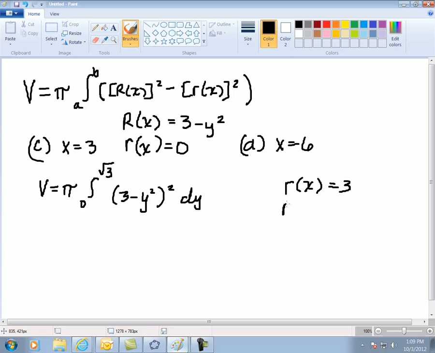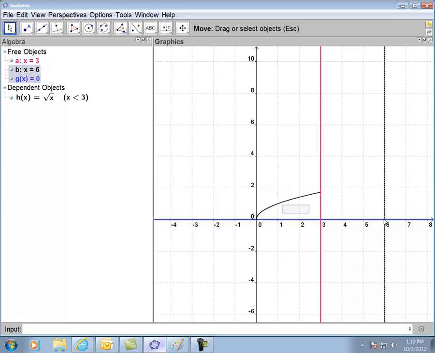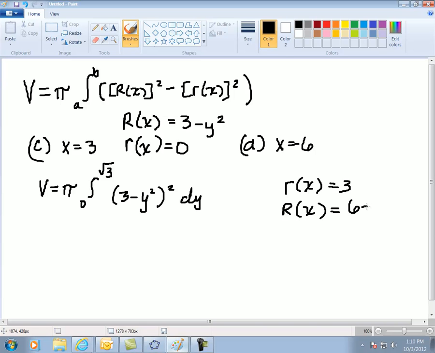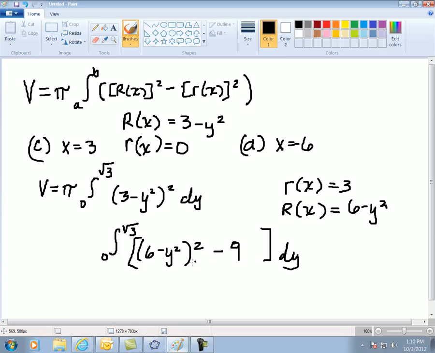And now on this one, our outer radius is going to be very similar to what our outer radius was here. Here it was 3 minus y squared. When we move over to the 6, it's going to be 6 minus y squared. So once again we can set this up as the integral from 0 to square root 3, our outer radius squared, so that's going to be 6 minus y squared, squared. Then subtract off our inner radius squared, which would be 3 squared, or 9. And again, dy. Expand this out, combine your like terms, and then integrate and evaluate from square root 3 to 0.